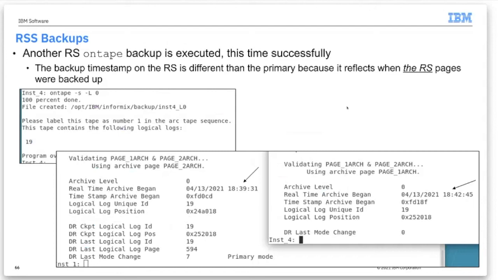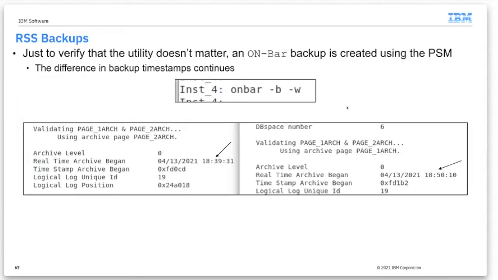Logical log 19 is the active log, but when you look at the onCheck -PR now, notice that the timestamps for the backups are different. On the primary, it's still 18:39:31, but on the secondary, it's 18:42:45. Why is that? It reflects when that server's pages were backed up. Just to verify that the utility doesn't matter, I also do an onbar backup using the primary storage manager. The backup timestamp on the secondary reflects when its pages were backed up.